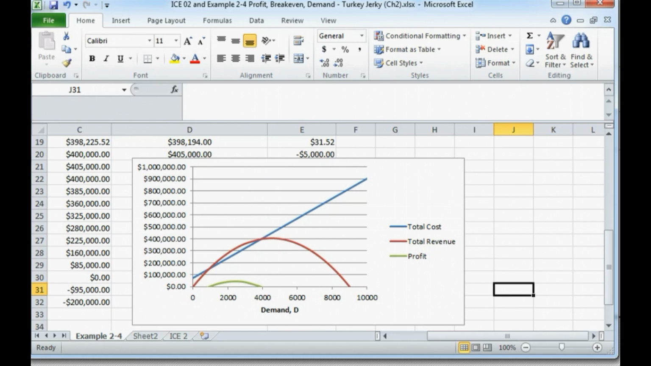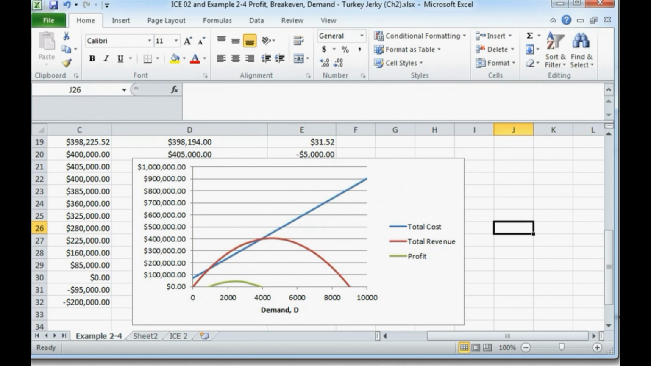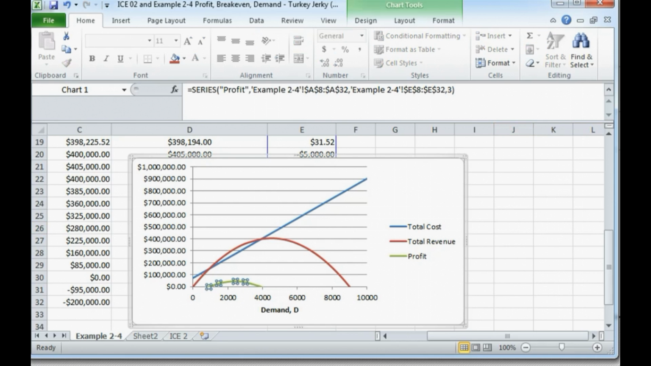All right, so we've got our total cost going up because, of course, there's a unit variable cost associated there. Total revenue, the profits, and so our maximum profit would be where the profit curve is at its highest, and that would be, from the paper example, at the optimal demand of 2425 units.